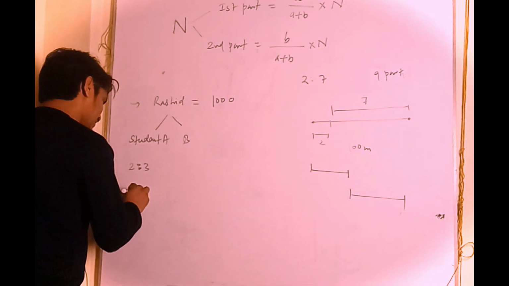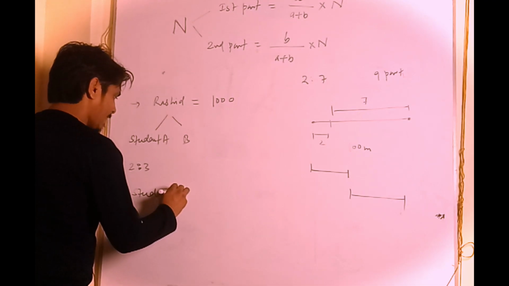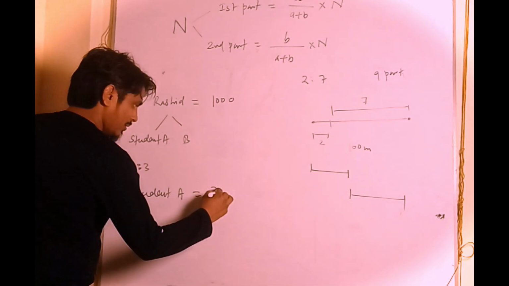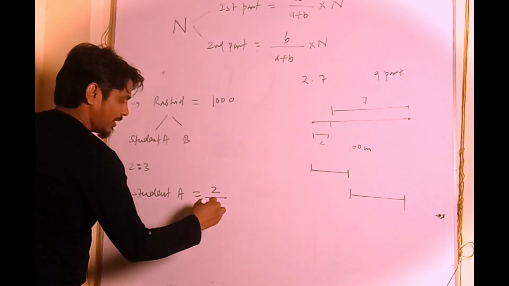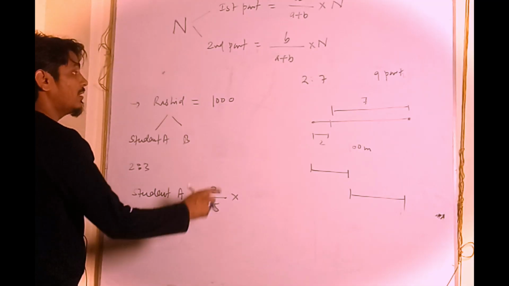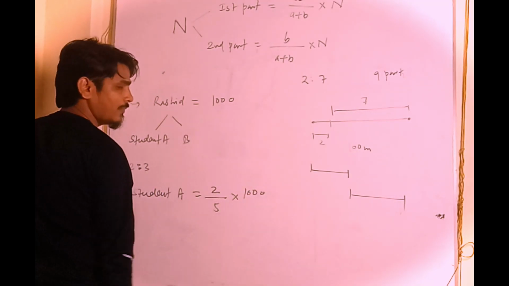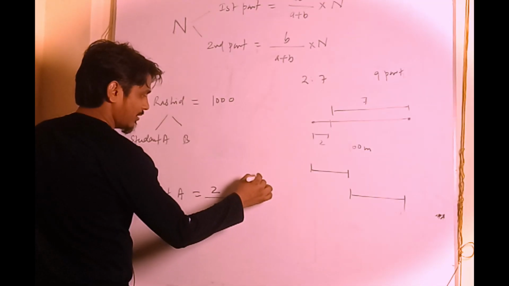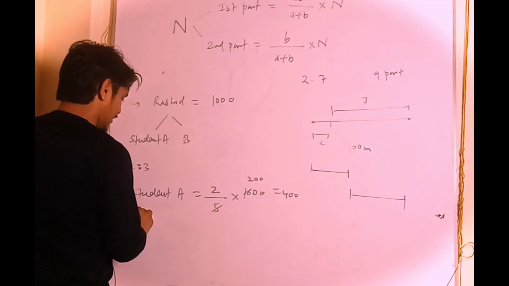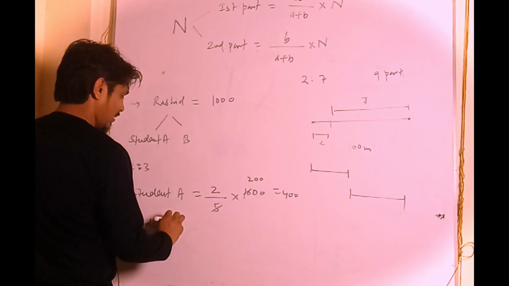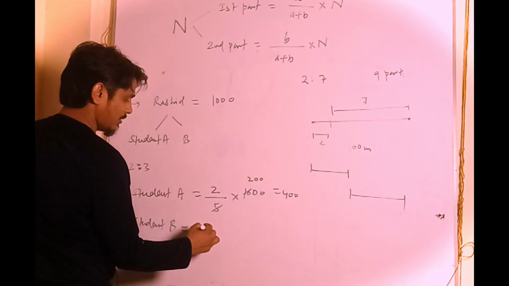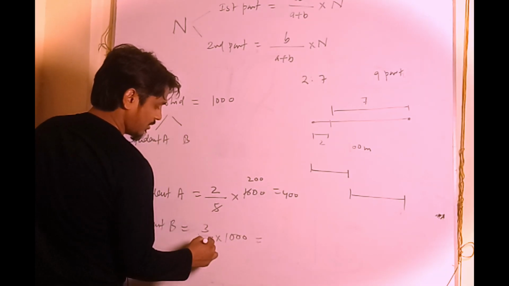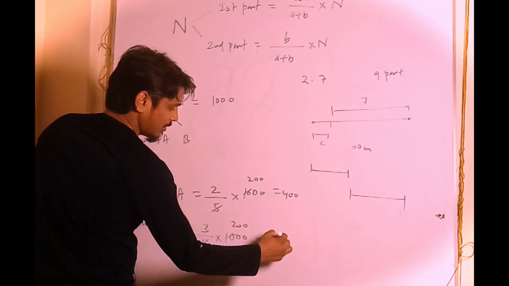We can find that student A will receive the first share, so 2 over the sum of these two, 2 plus 3 is 5, multiplied by the amount I am sharing, 1,000 rupees. Once you simplify this, it cancels by 2 times, so this is equal to 400. And student B will get the second share, 3 over the total 5 times 1,000, which gives us 600.